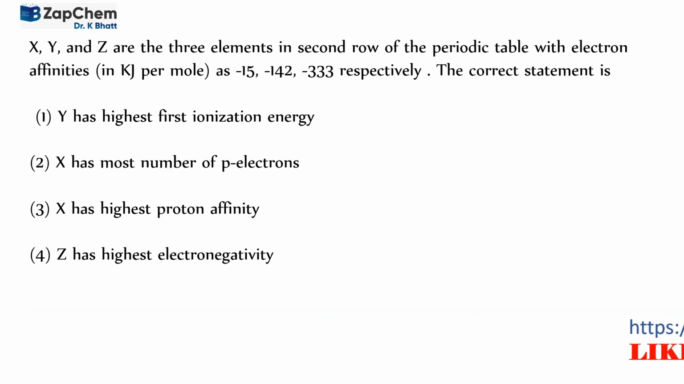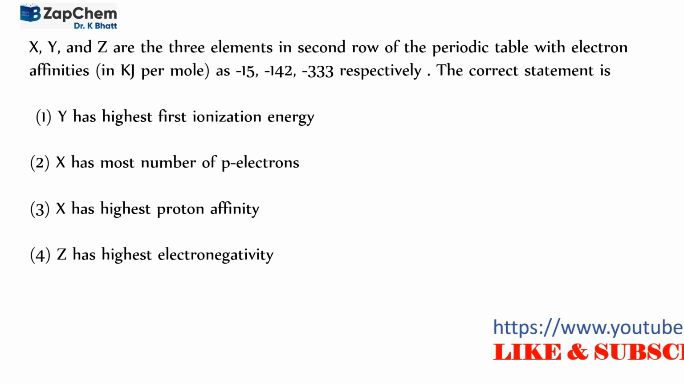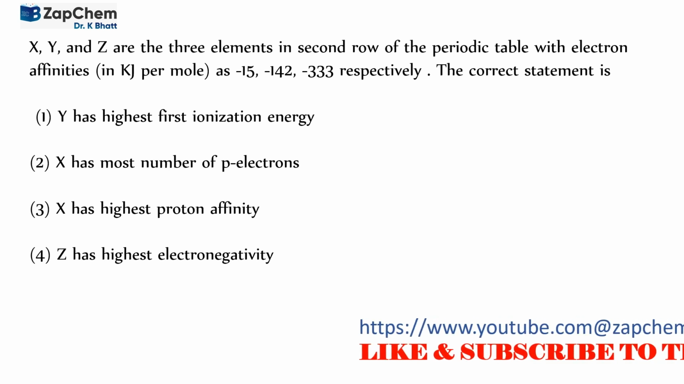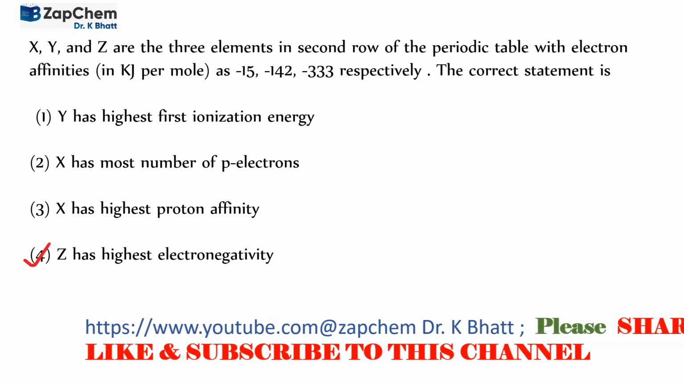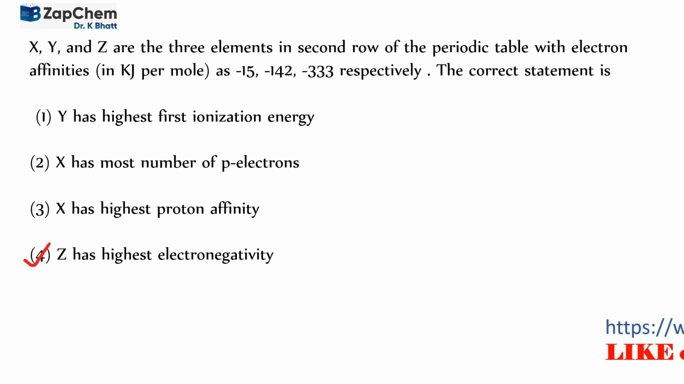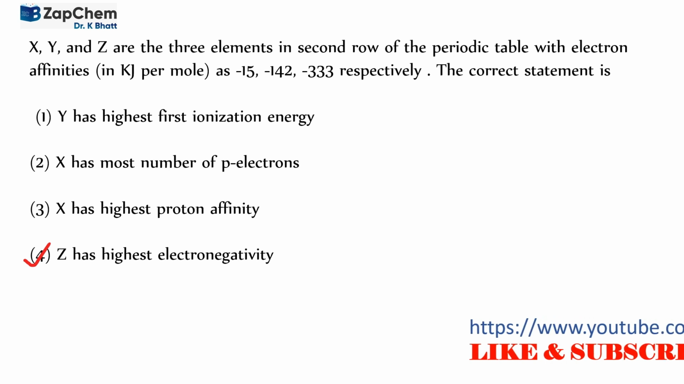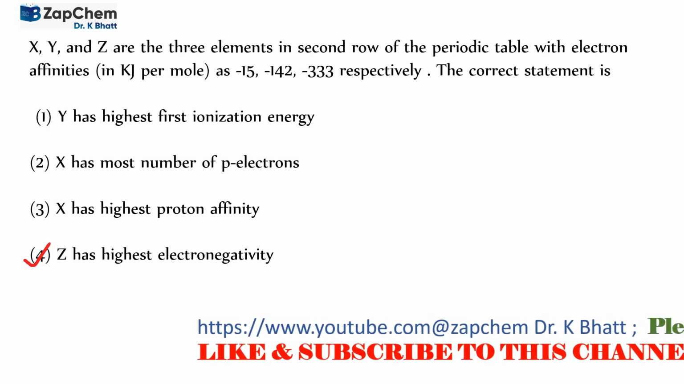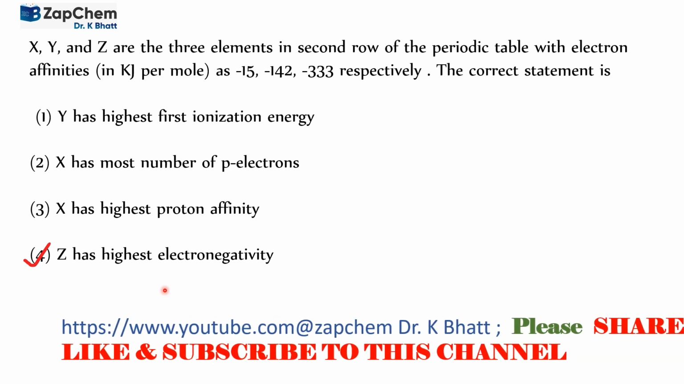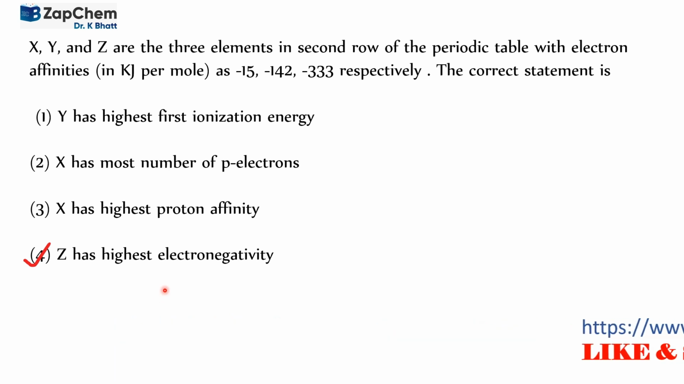And therefore, we can say that our correct answer in this case will be option 4. That is, Z has the highest electronegativity, because the order of electronegativity, just as we have seen, is Z greater than Y greater than X.